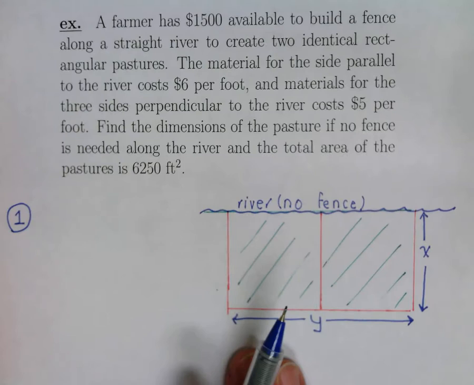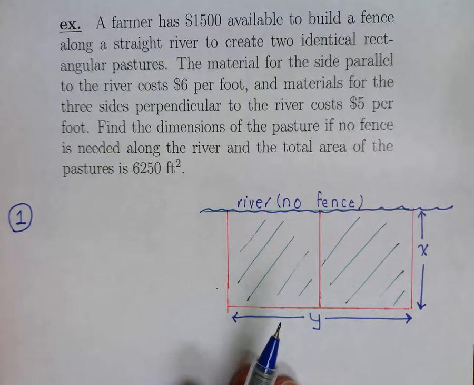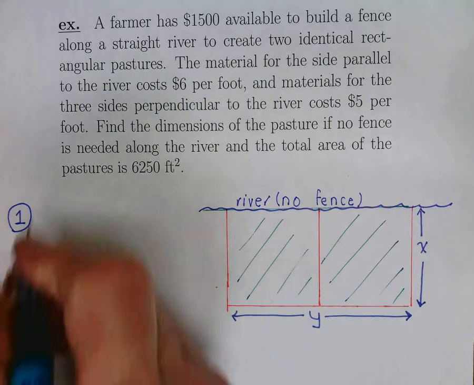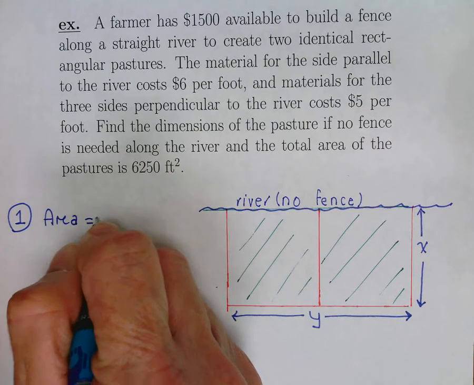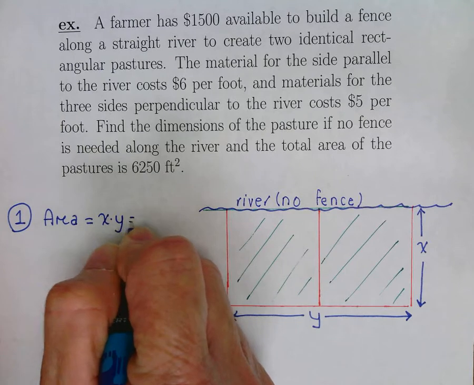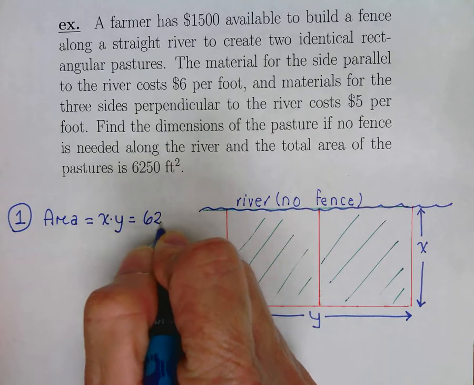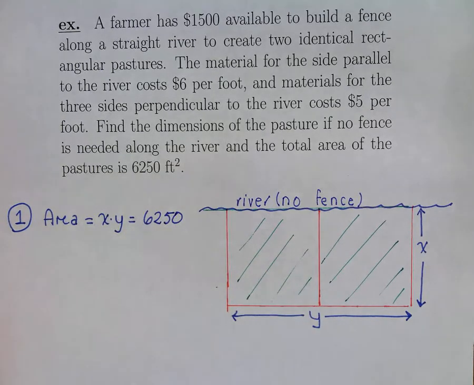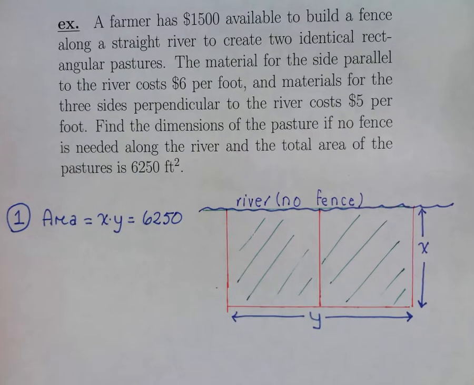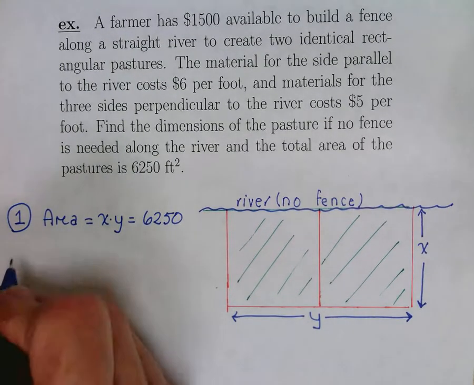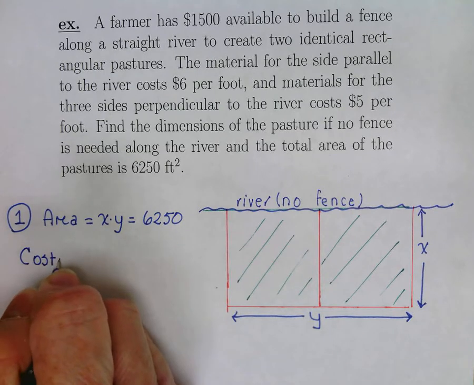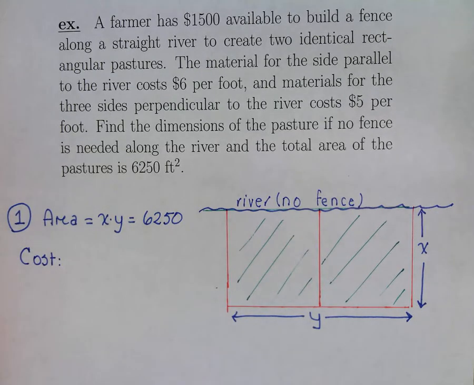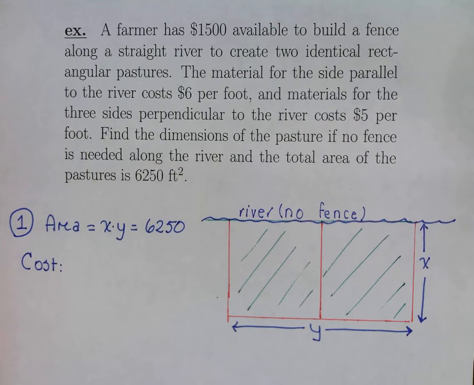Okay, let's do the easy equation first. What is the area of a rectangle? It's just going to be the product of those two dimensions. And we're told that that area is 6250. So we have an equation xy equals 6250. Secondly, we're going to deal with cost. Now we know that he's going to spend $1,500. We'll assume that he's going to spend all of it to build this fence.